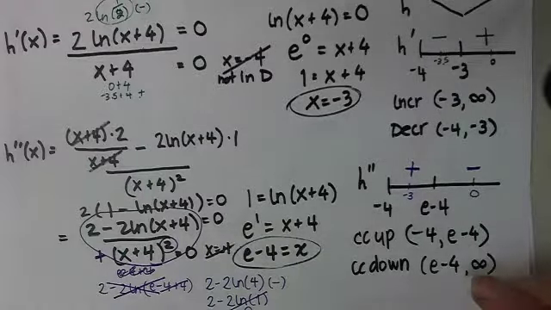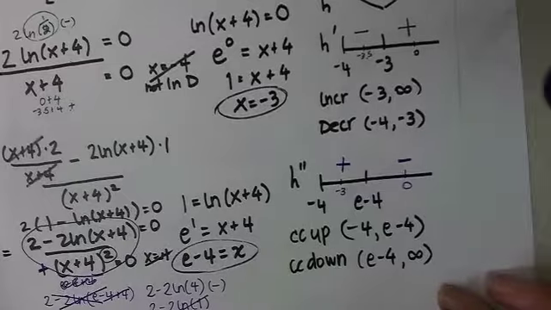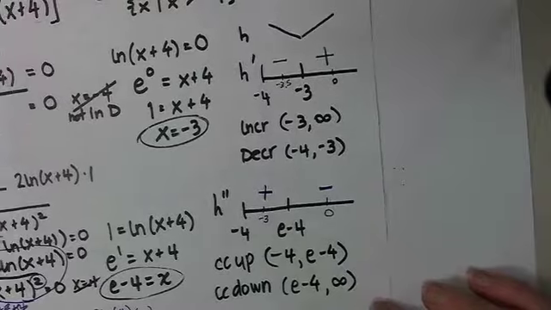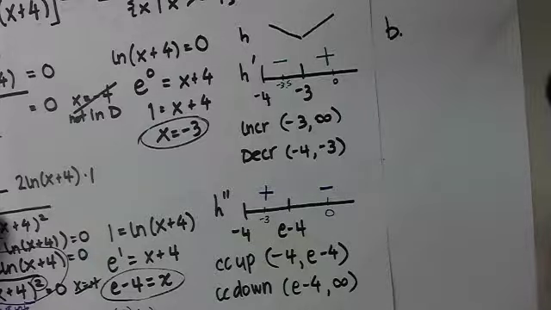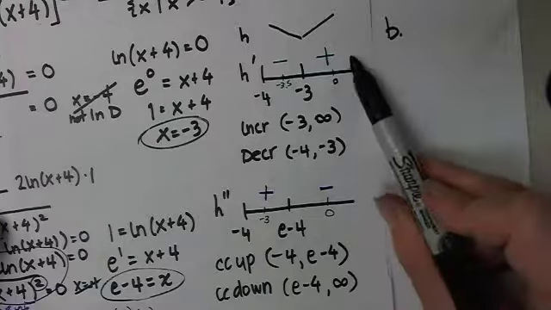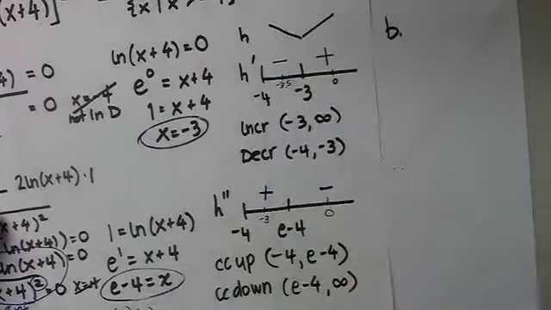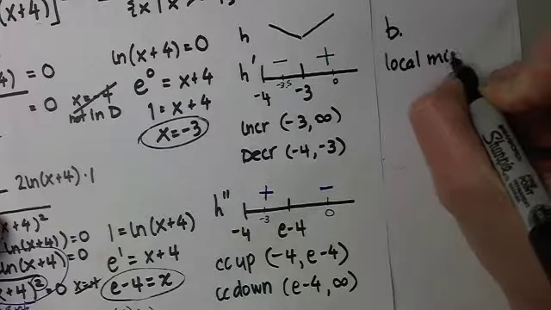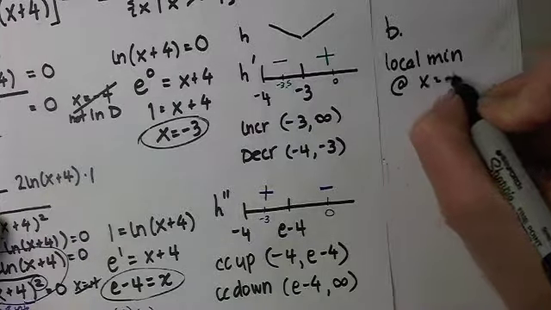Okay, part B, this is where I'm going to shift this around and we might end up unfocusing a little bit. Okay, not too terrible. Part B is to identify local maxes and mins and inflection points, if it has any. So the local maxes and mins are going to come from the sign chart for the first derivative. If we're decreasing and then increasing, then we are going to get a local min at the x value of -3.